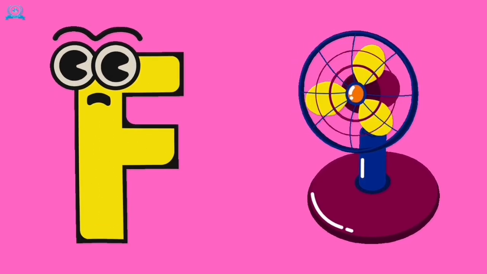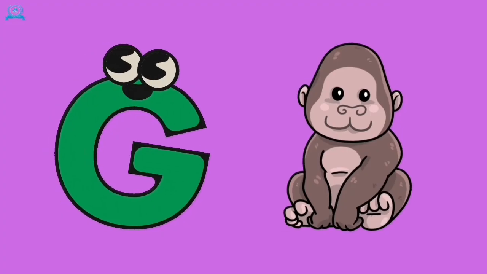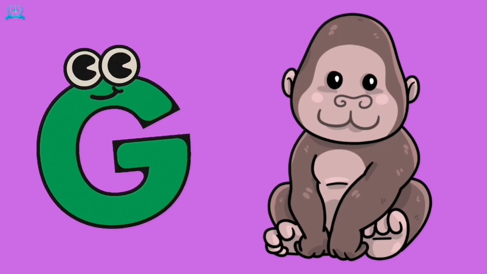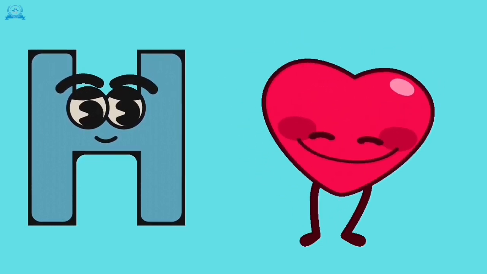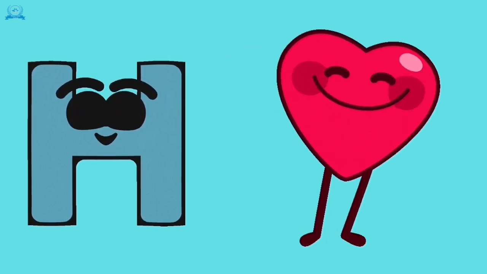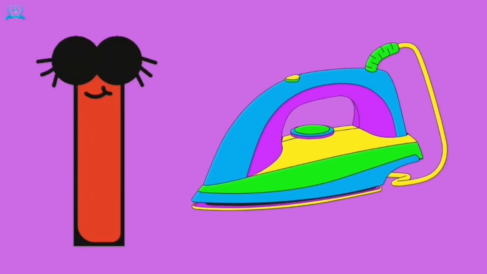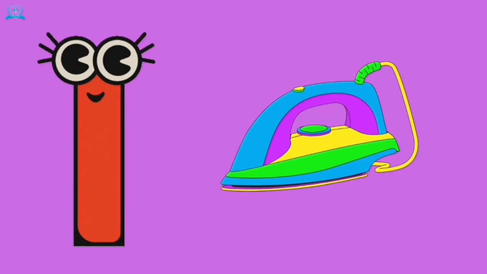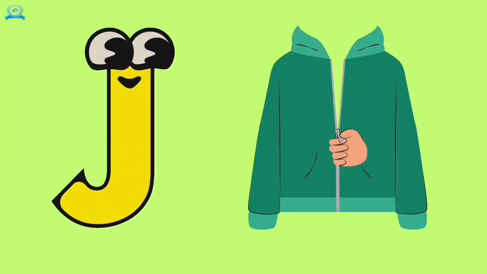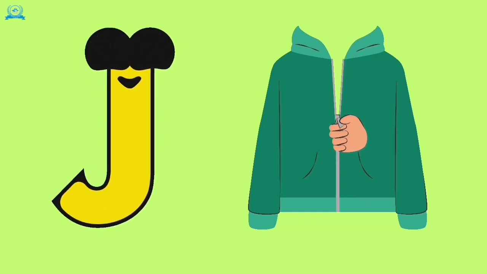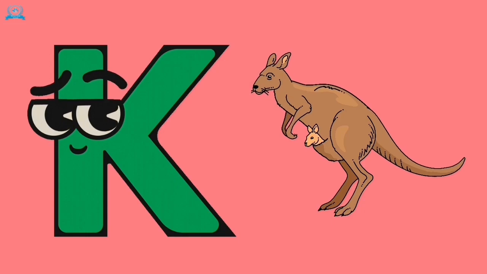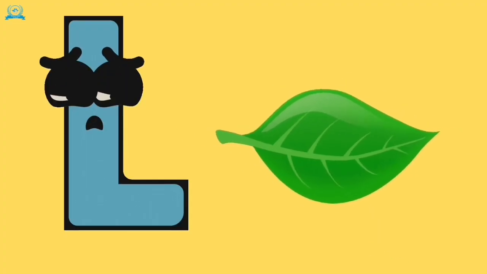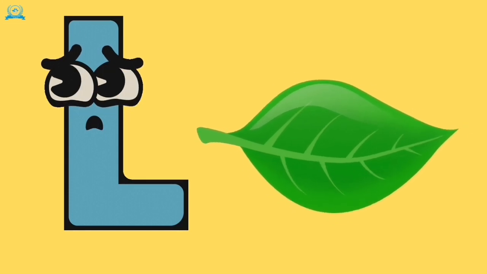F for fan. G for gorilla. H for heart. I for iron. J for jacket. K for kangaroo. L for leaf.